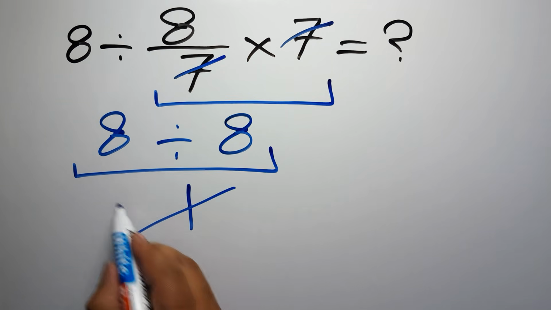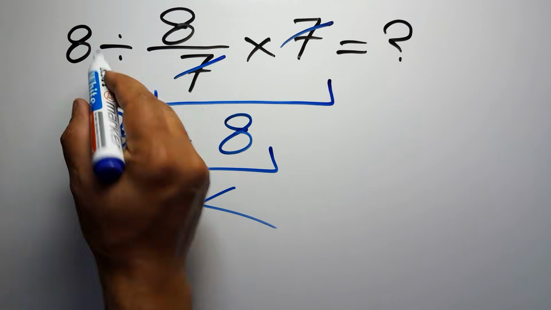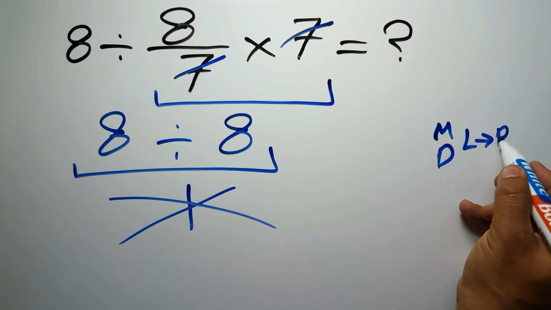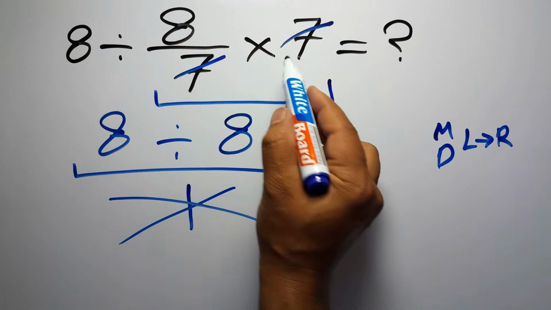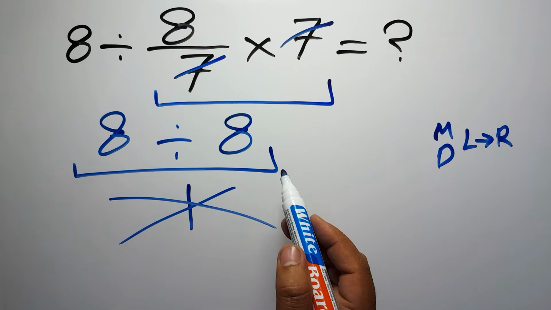But this answer is not correct because according to the order of operations, multiplication and division have equal priority and we have to work from left to right. So here, first we have to do this division, then this multiplication. If we do this multiplication before this division, it is wrong.